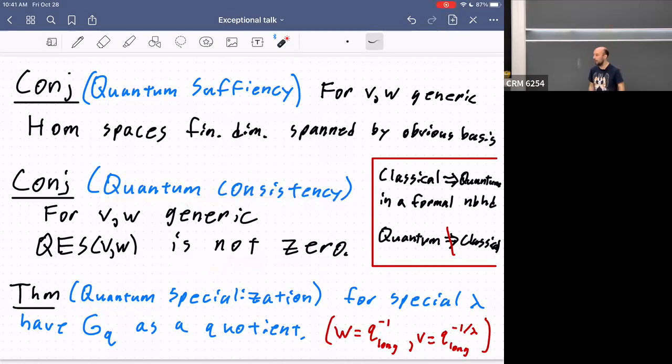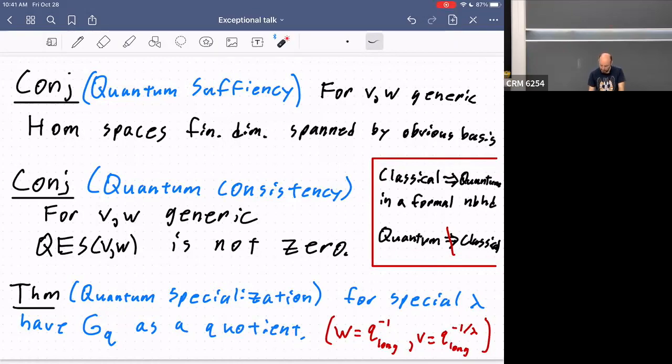Okay, that's a little hard. And quantum specialization, and again, this is something we can prove, it's not a theorem: for the lambdas on that chart that I gave before, it should have the quantum version of that associated group as a quotient. And here's explicitly which values of Q to take. Okay. Great. Any questions about those before I talk about this little box here?